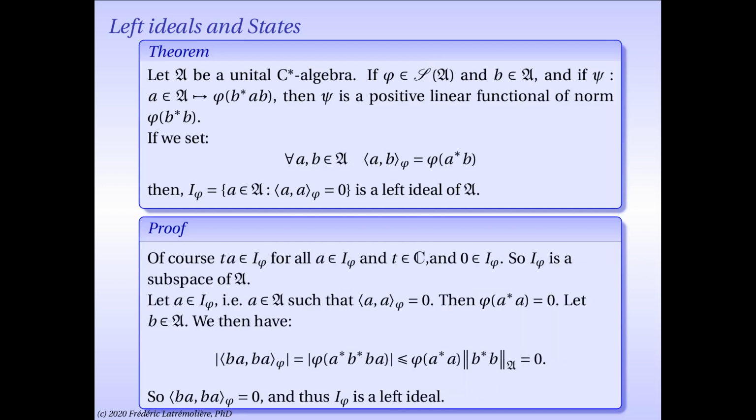It's trivial to check that, of course, if you multiply an element of I_φ by some scalar, then it's still in I_φ. That's immediate since our pairing here is sesquilinear. And of course 0 is in I_φ trivially. So we've shown that I_φ is a subspace of our C* algebra.